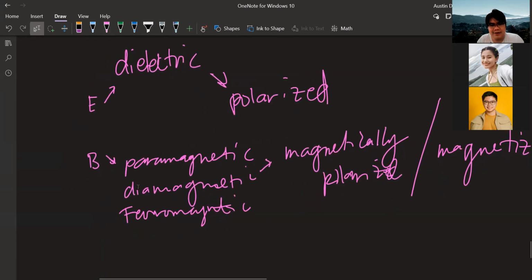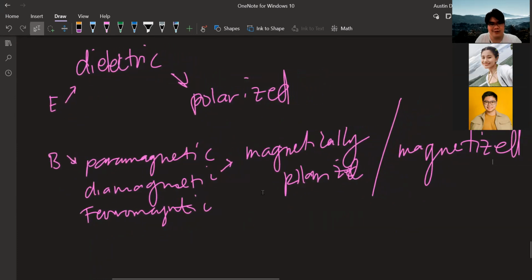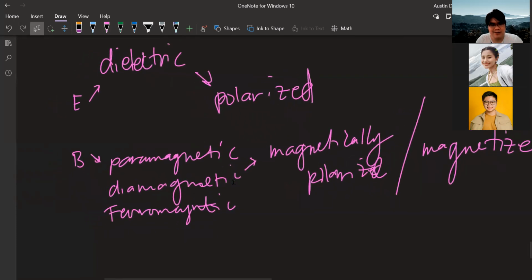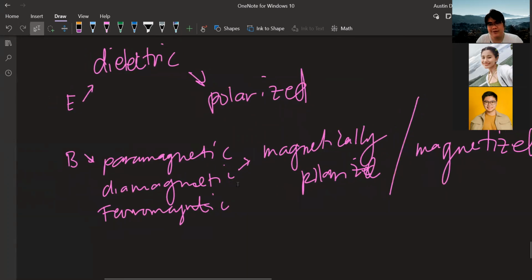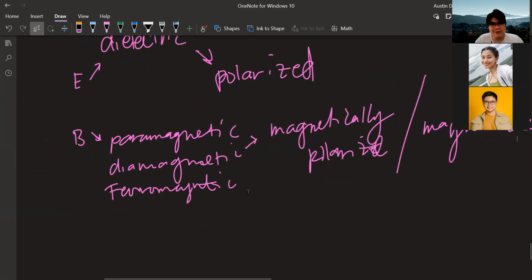Ito yung mga materials na ginagamit for magnetic levitation. Yung nakakanood kayo ng mga YouTube videos na may pinapalutang na bakal sa isang magnet. Those are diamagnetic materials. Kaya siya lumulutang kasi repulsive yung reaction niya, yung pinoproduce niya magnetic field, and that produces a repulsive force dahil kinokontra niya yan. Nagpo-produce siya ng current sa loob niya.